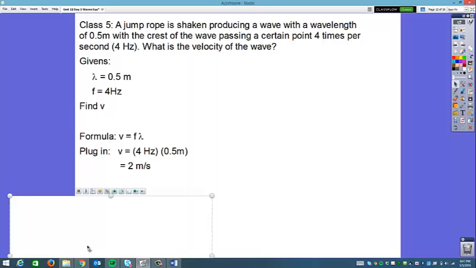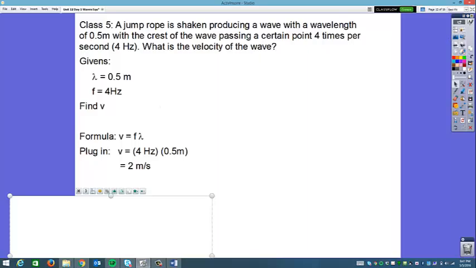Okay, so the problems are pretty simple. Pay attention to what they give you. For example, on a problem like this, if they would have said the amplitude is 2 meters, unless they're asking for the energy of the wave, the amplitude doesn't matter. So don't let that confuse you. I know there's one of your homework problems where they do that, so be careful with that.